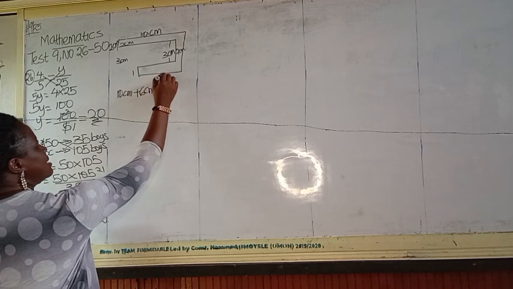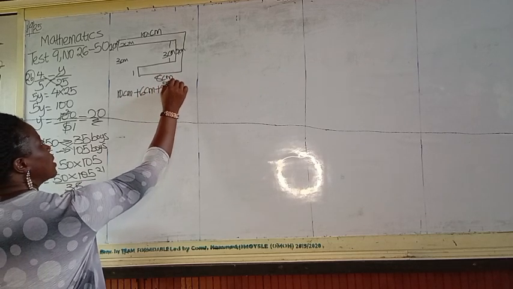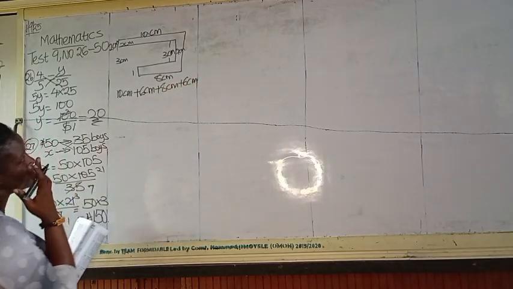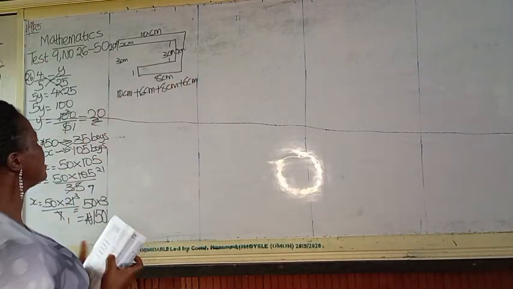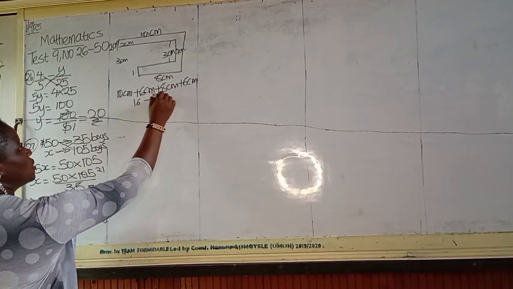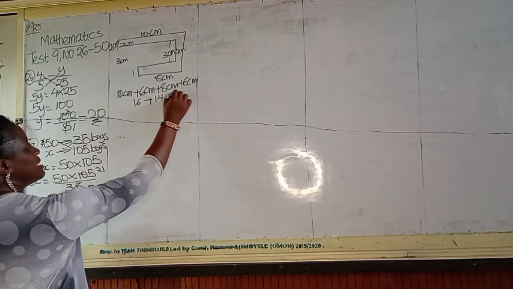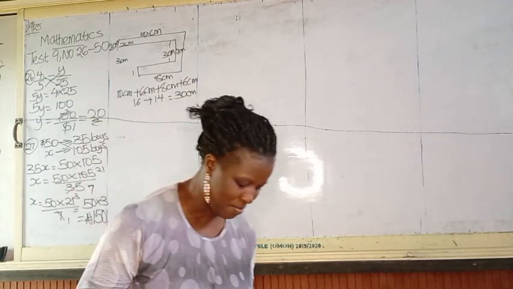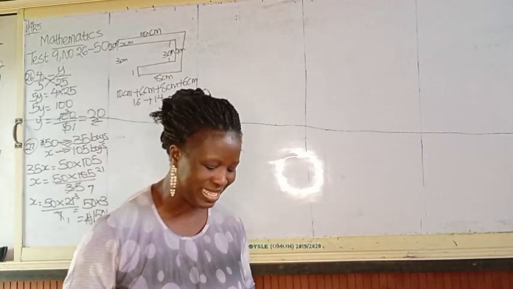We have 8 centimeters here, and we have another 6 centimeters. So let's add it together. 10 plus 6, that is 16. 8 plus 6, that is 14. So we are having what? That is 30 centimeters. I hope you know what we have just done. So now to question 29.